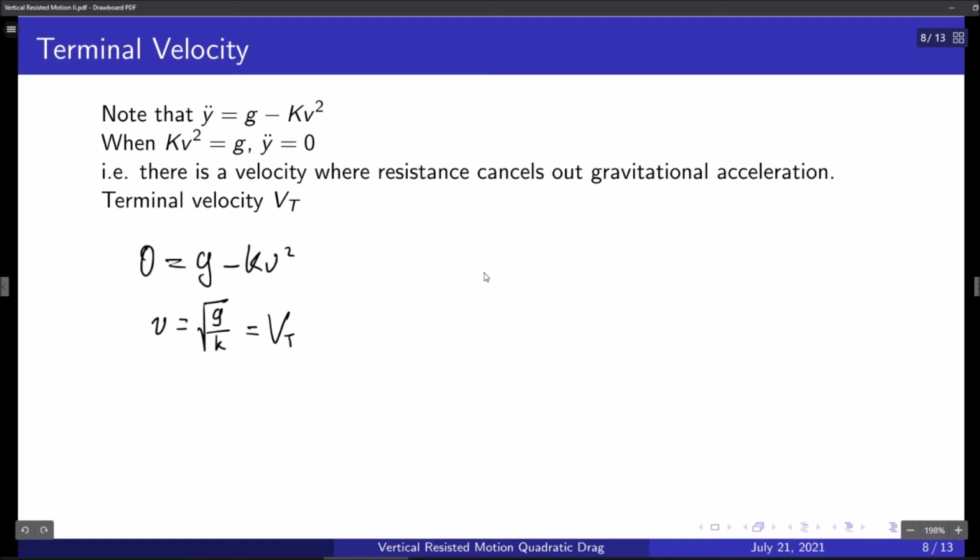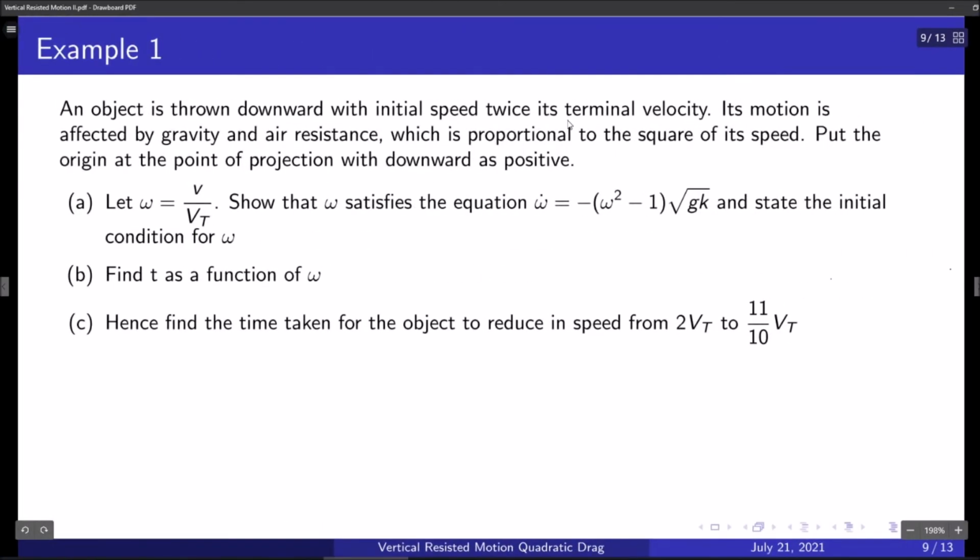All right, now let's have a look at some examples. I thought this one was quite interesting because it introduces, as you can see here, the ratio between velocity and terminal velocity. And by using this ratio, some of the math can be simplified a bit. We'll look into that very shortly, but before that, let's just have a look at the question first.